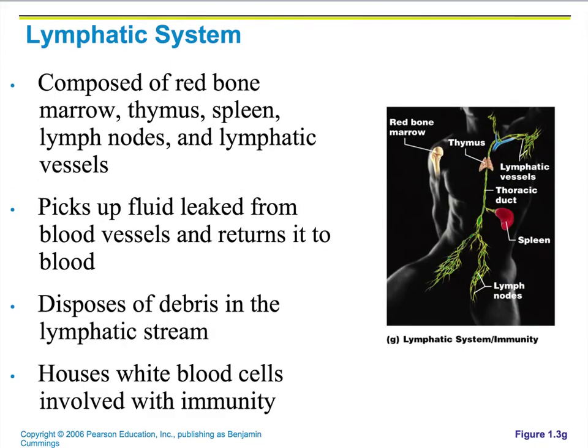The lymphatic system is composed of red bone marrow, the thymus, the spleen, the lymph nodes, and other lymphatic vessels. It picks up fluid leaked from blood vessels and returns it to the blood, and also disposes of any debris. And it also is important in the immune system.